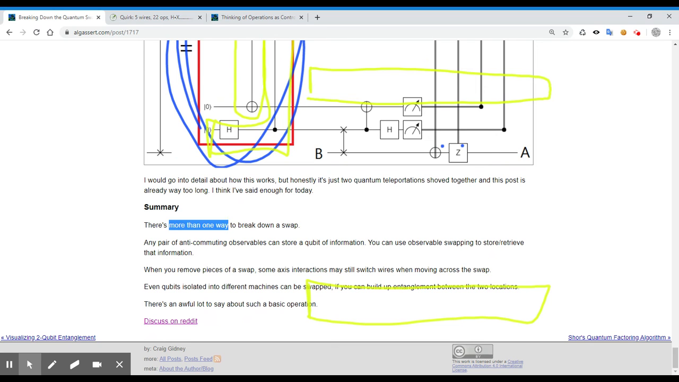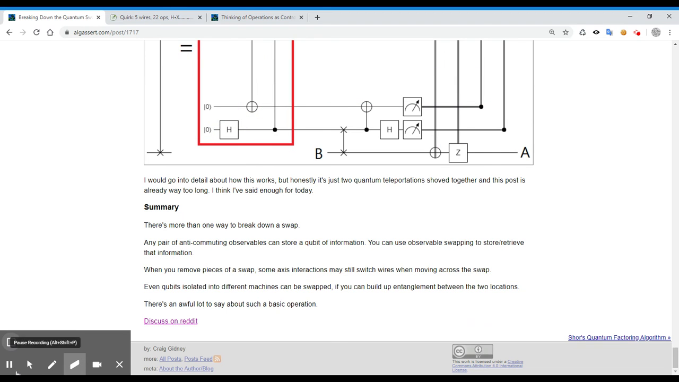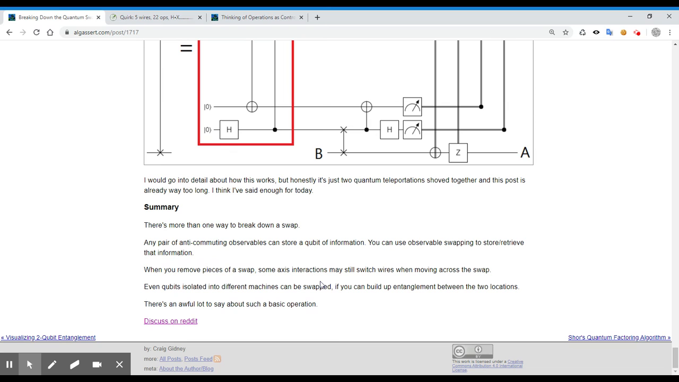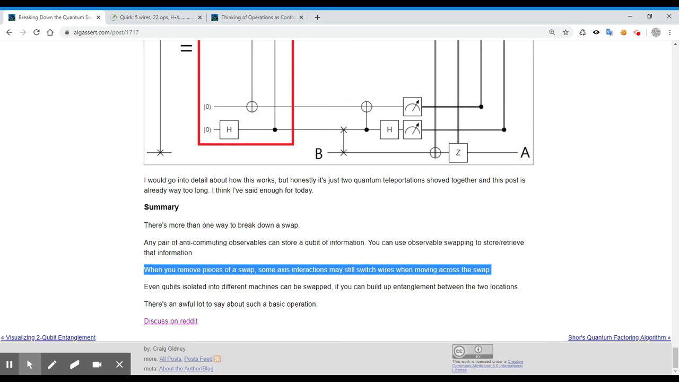There's more than one way to break down the swap. True, any pair of anti-commuting observables can store qubit information. That is pretty fancy. You can use observable swapping to store and retrieve that information. That is actually a really good insight. When you remove pieces of a swap, some access instructions may still switch wires when moving across the swap. That's something still to explore. And even qubits isolated in native machines can be swapped if you can build quantum entanglement between the locations.